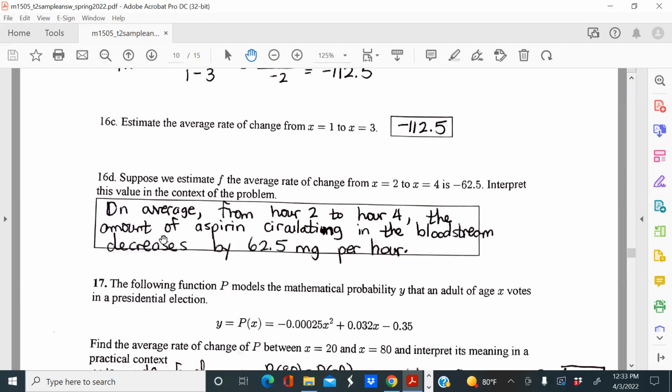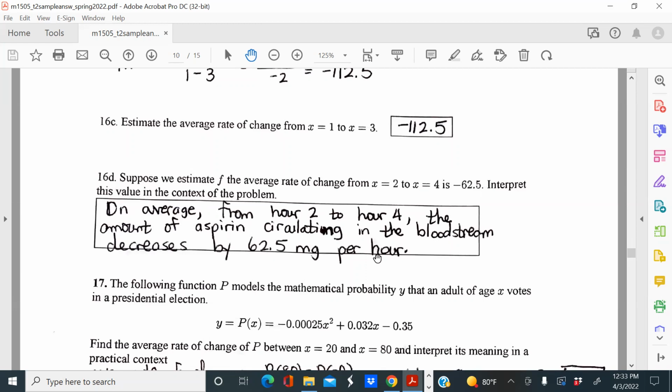And so what that tells us is that on average, from x equal 2 to x equal 4, so in other words, from hour 2 to hour 4, because x is measuring elapsed time in hours, the amount of aspirin circulating in the blood was decreasing, because this number is negative, right, by 62.5 milligrams per hour, right? So average rate of change gives us a way of describing how fast a curve is increasing or decreasing, like slope gives us a way of describing how fast a line is increasing or decreasing, right?